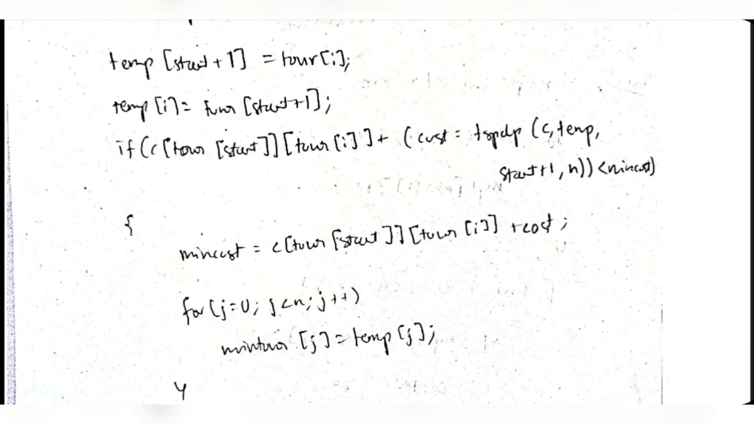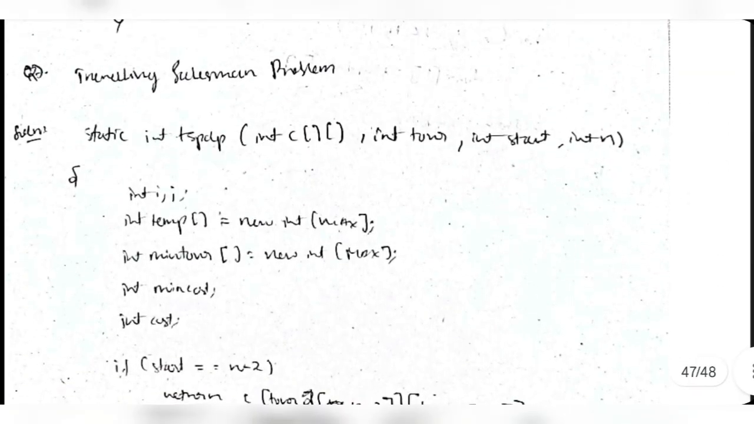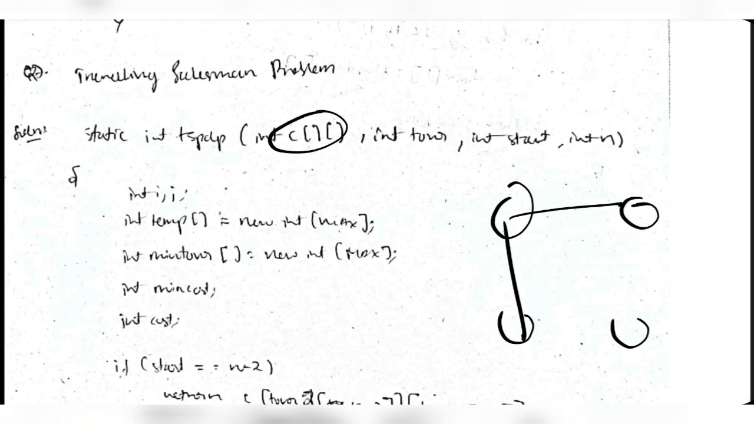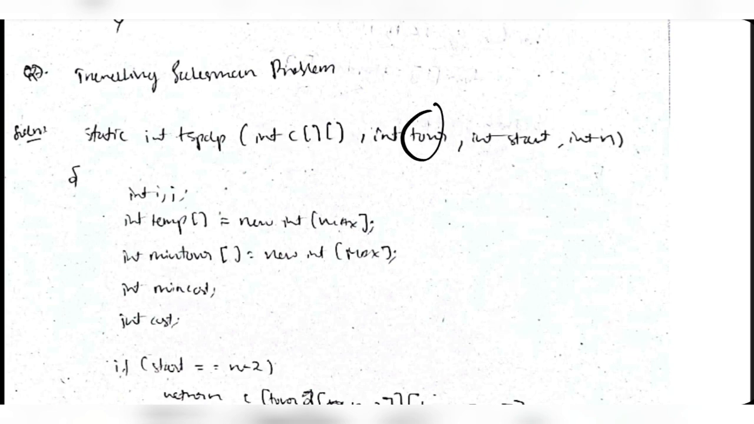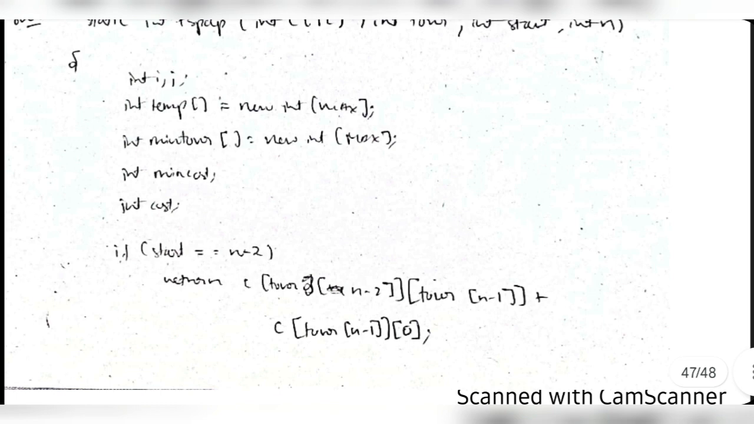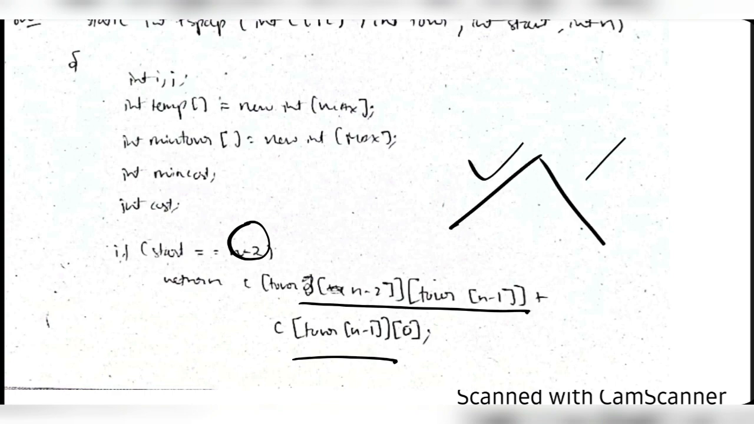The function name is tspdp. Here the cost array is passed. This is how much the cost is from one node to another node, and tour is the initial tour, start is the starting point, n is the number of nodes. We'll be initializing these things here, and if start is n minus 2, we'll be returning the total sum. n minus 2 means only two options are there, so that answer sum will be returned.